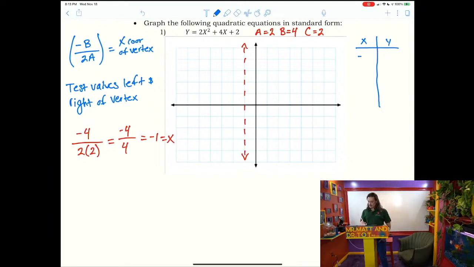So if I test this equation for what the value of f of negative 3 is, I'm going to just substitute in negative 3 every time that I see an x, and then solve. Actually, let me get some more space here.